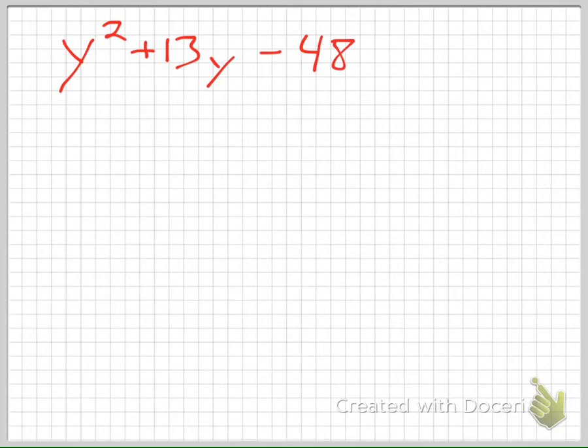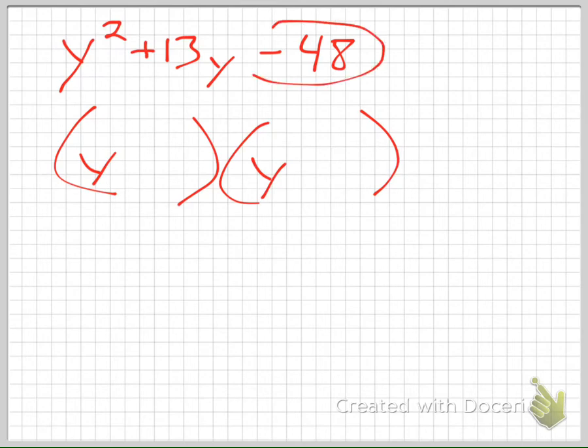Pencils are down. Your eyes are up here. First thing you look for, can I pull anything out? No. You know it's a quadratic, so it's going to look like this, right? And the first things are y and y. We know this is going to multiply to a negative 48. Oh man, if it multiplies to a negative 48, what is true about the two numbers that are going to go in here? One's a positive and one's a negative. Do you agree? One's positive, one's negative.